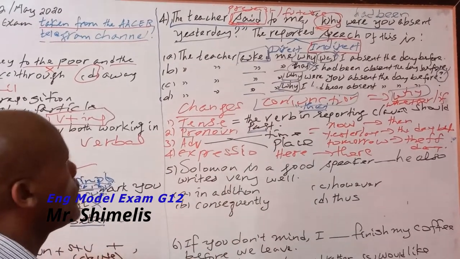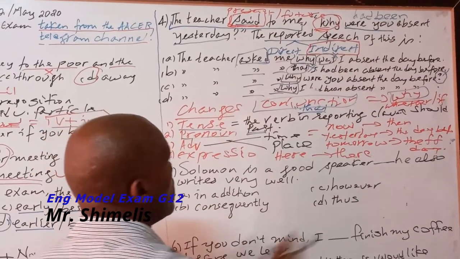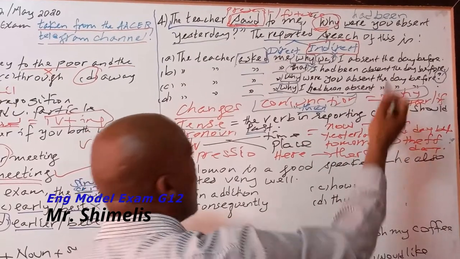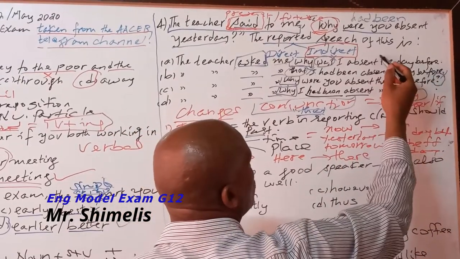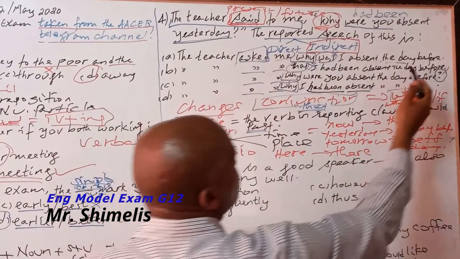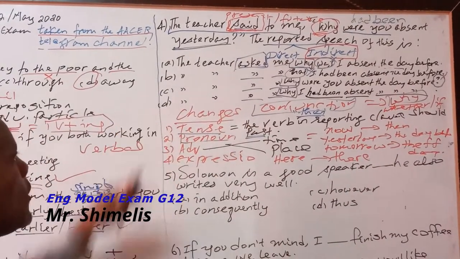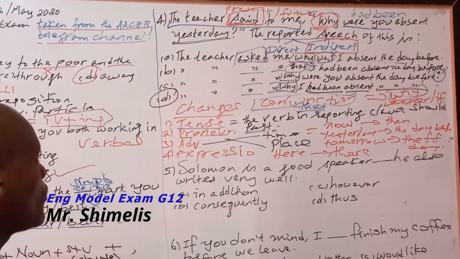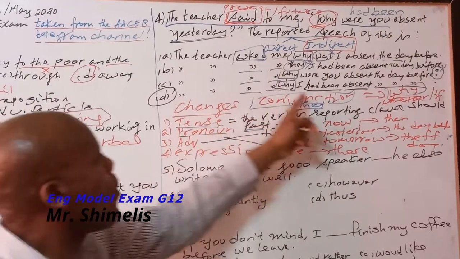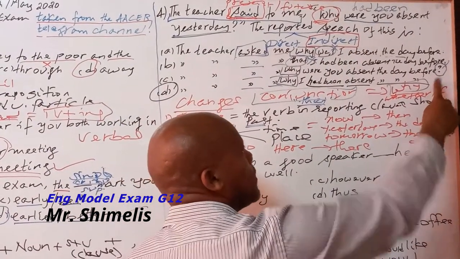Now let's see answer choice D. Now, the conjunction is why. Here, as you can see, it has changed the verb to past perfect, had been absent, and the time phrase which says yesterday in the speaker's word is changed to the day before, which is true in all cases, and which is also true in answer choice D. So that's our answer. So when you report the sentence which reads out, why were you absent yesterday? We say the teacher asked why I had been absent the day before or the previous day, and it should end by a period or full stop.